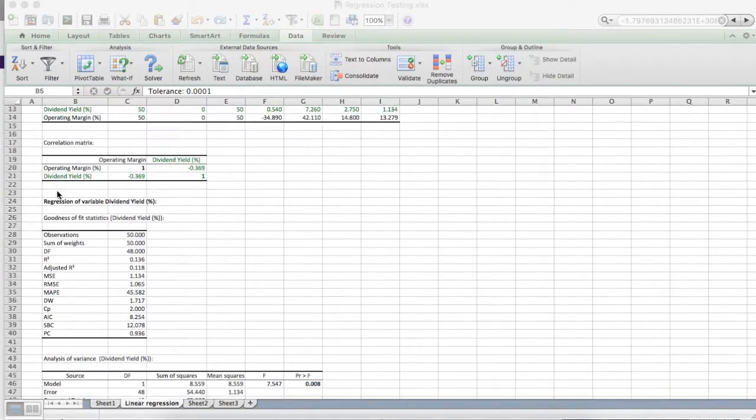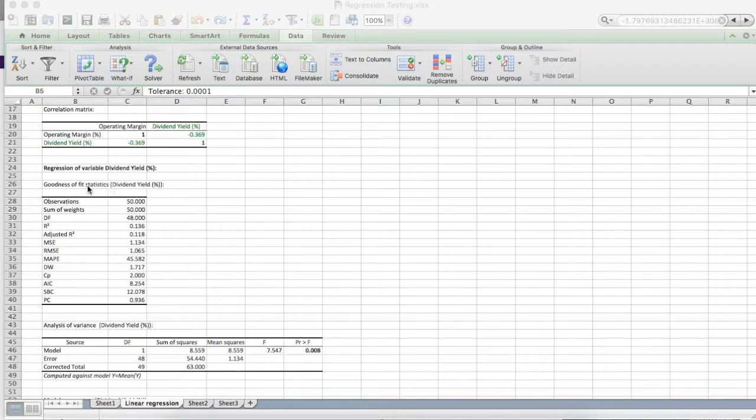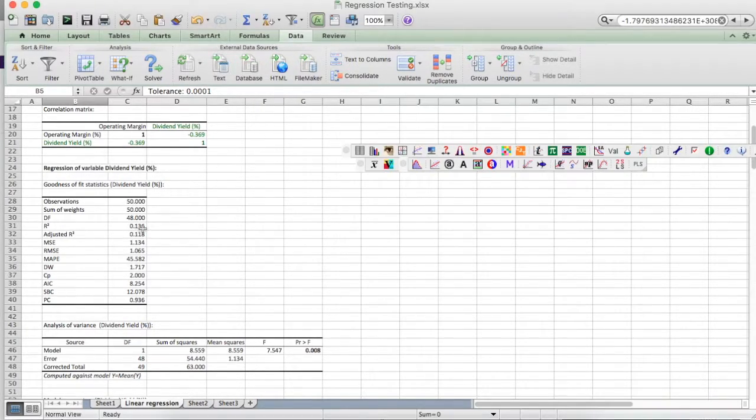Our correlation matrix, along with the goodness of fit statistics, which is what we're really interested in because we're trying to predict the correlation between a company's operating margin and their dividend yield. So let's pay attention to the R squared. R squared tells us, now it's not a predictive model, how well we fit the line. How much of the movement of the dividend percentage can be attributed to the operating margin. And this right here is what we have.